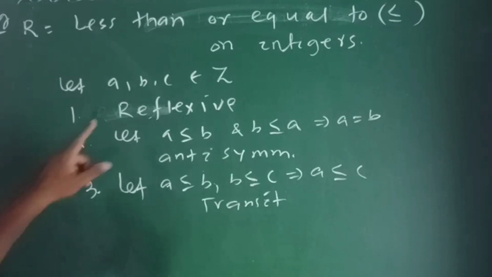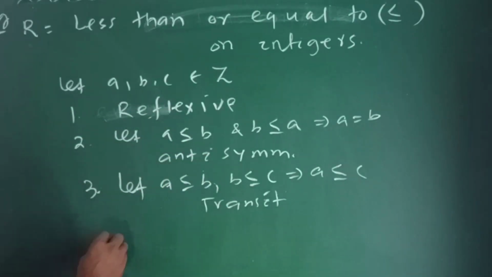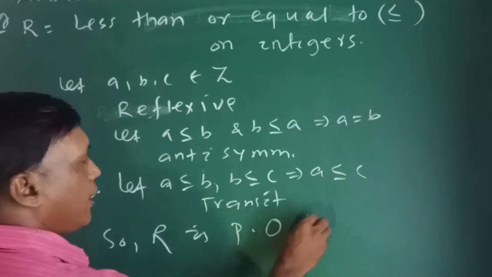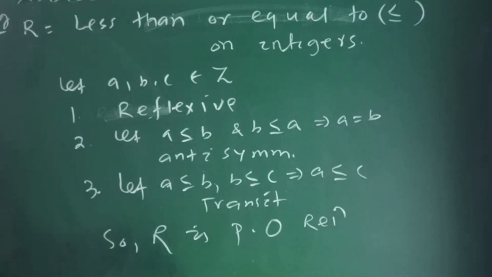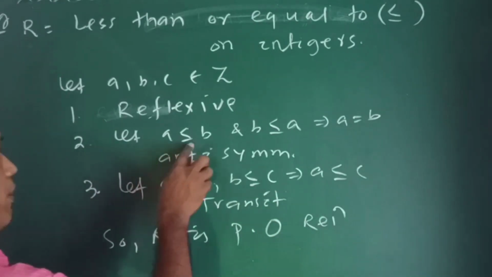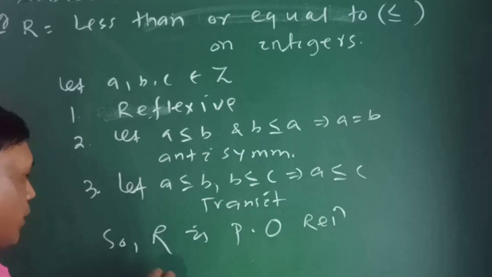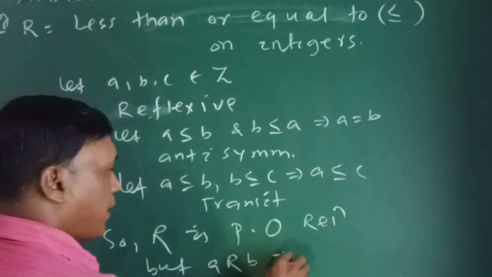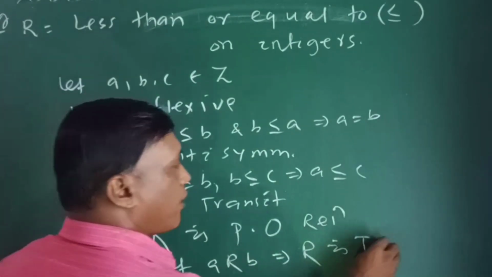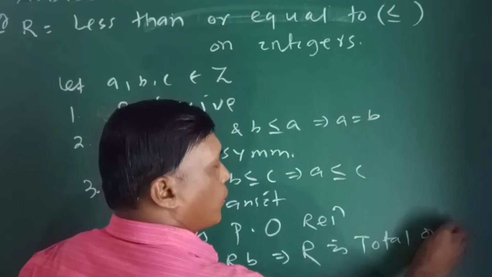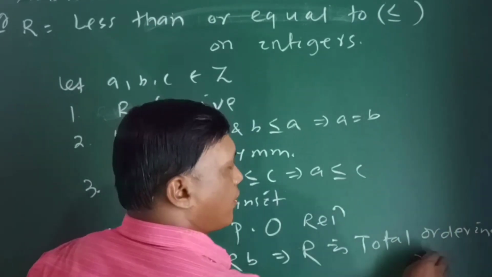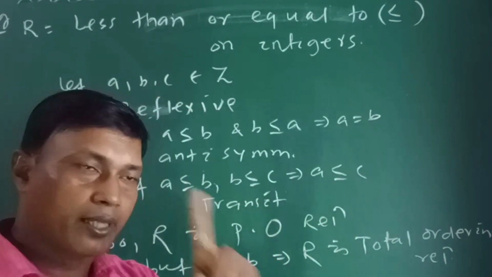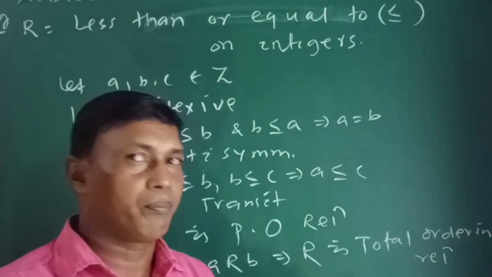So a relation which is reflexive, antisymmetric and transitive, we say R is a partial ordering relation. But what happens here? Look at here. A less than or equal to B means A is related to B, or B is related to A. So this implies R is a total ordering. R is a total ordering relation, because total ordering means it must be a partial ordering relation first. Then second is either A is related to B or B is related to A.